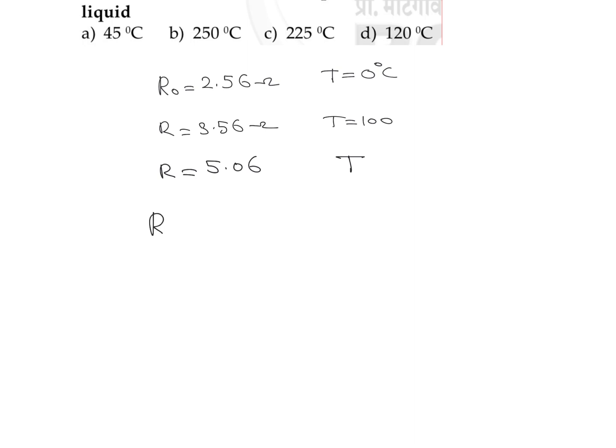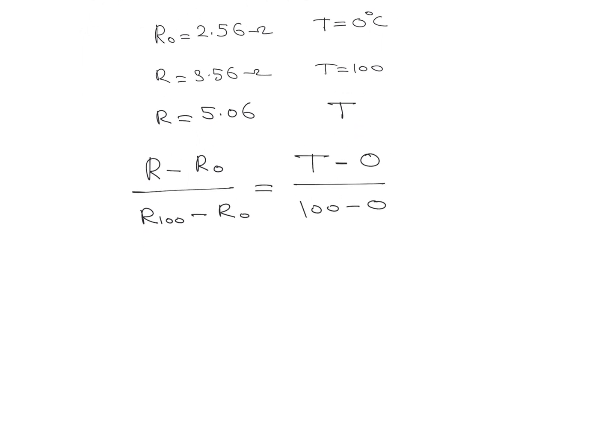Here you can write resistance minus resistance at 0, or lower fixed point, divided by resistance at upper fixed point, or 100, minus resistance at lower fixed point, 0, is equal to the corresponding reading, taken as temperature in degree Celsius scale, minus its lower fixed point, divided by upper fixed point minus lower fixed point. So we can find out the value of T over here.